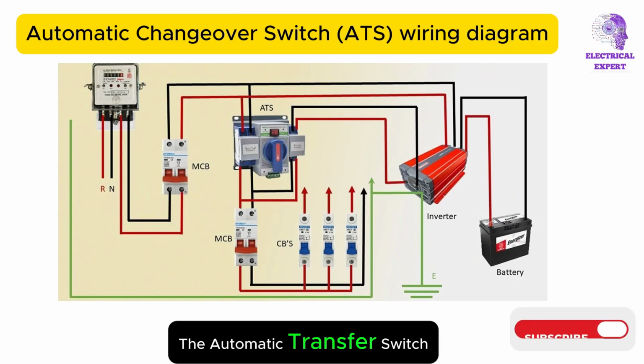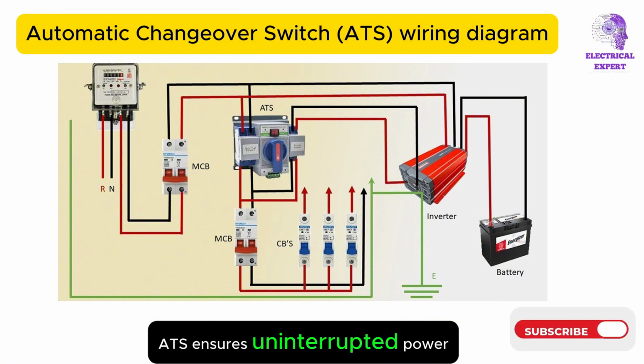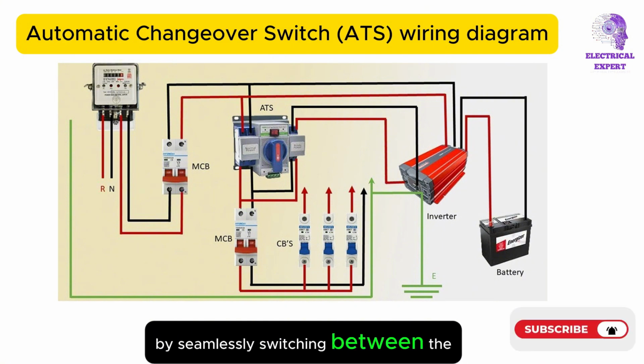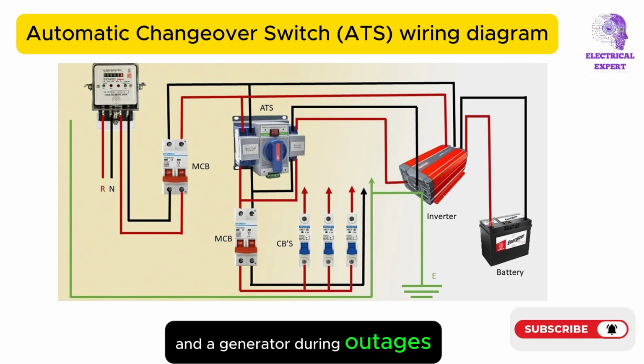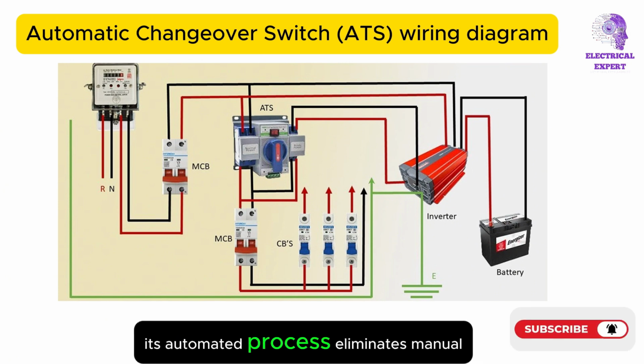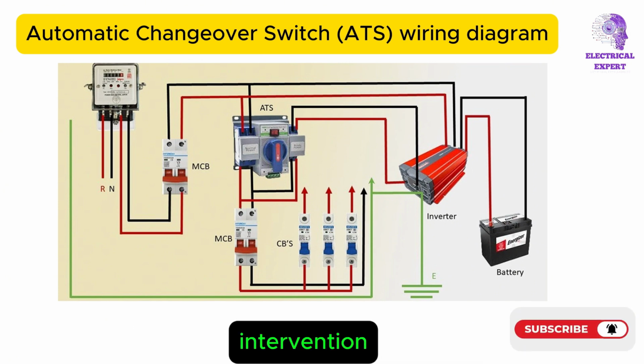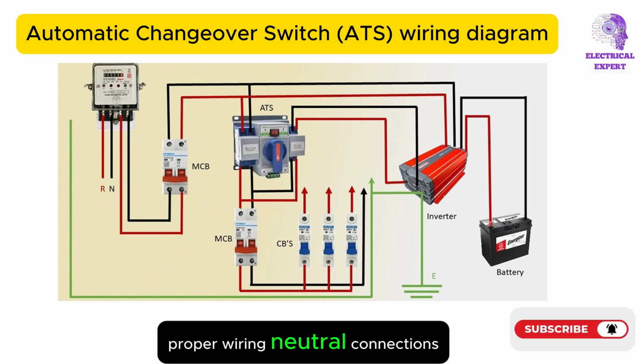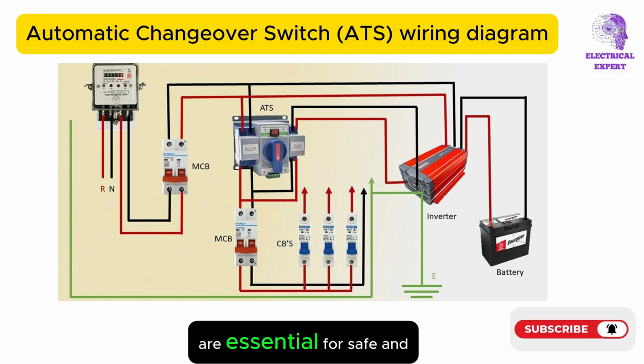The automatic transfer switch, ATS, ensures uninterrupted power by seamlessly switching between the main supply and a generator during outages. Its automated process eliminates manual intervention, making it ideal for critical systems. Proper wiring, neutral connections, and earthing are essential for safe and efficient operation.